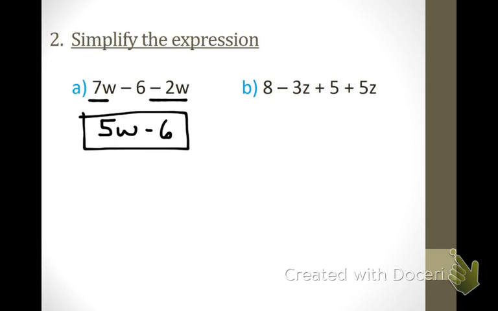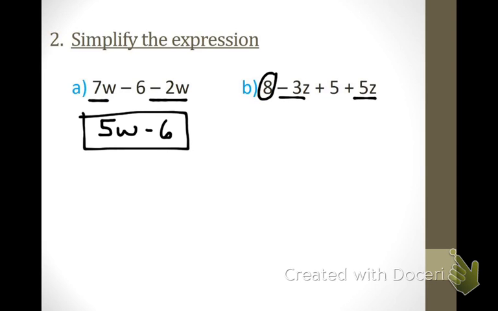Is there anything that I can combine on problem B that's like terms? Always do the variable part first. So what's the variable for? Negative 3z and positive 5z. Good job. Anything else? No. Okay, what else is like terms? 8 and 5.